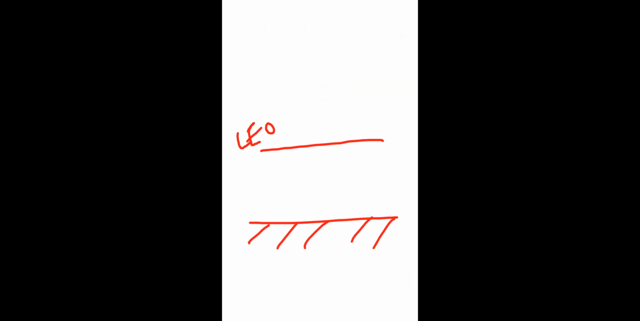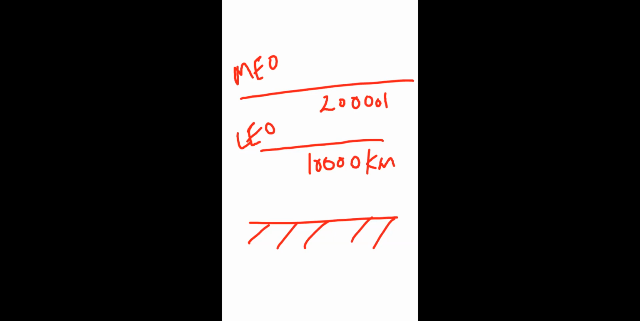Yesterday we made some mistake actually. If this is the ground, that LEO is not at 10 kilometer. It is at around 10,000 kilometers. And MEO is around 15,000 to 20,000 kilometer. There are some ranges. GEO is 36,000 kilometer. Please note this down.